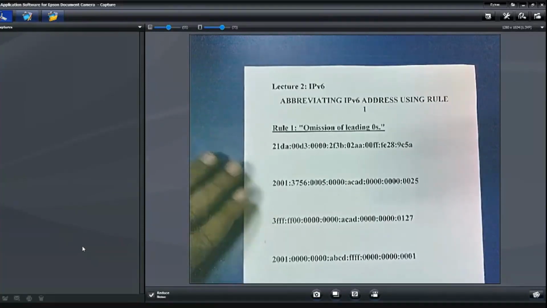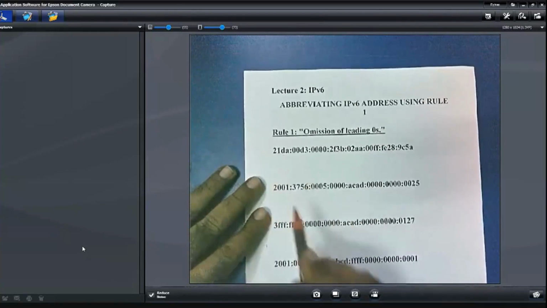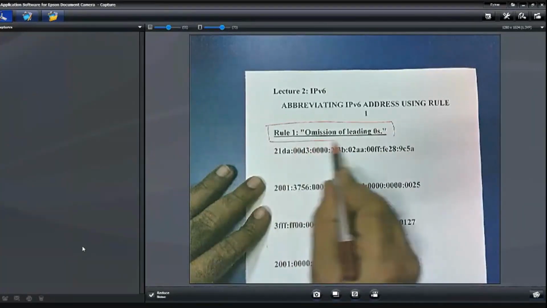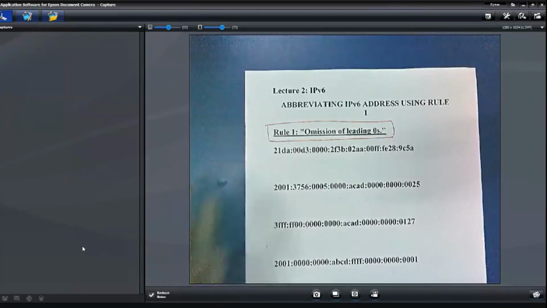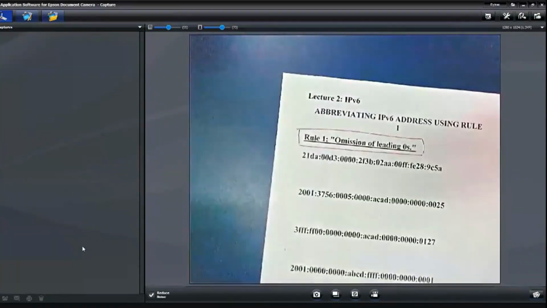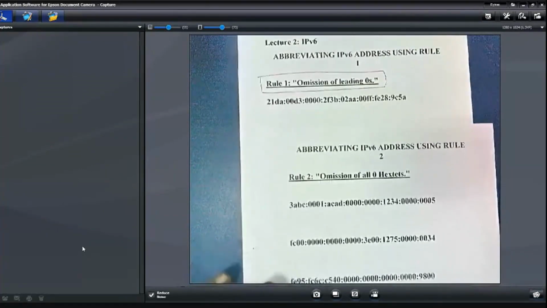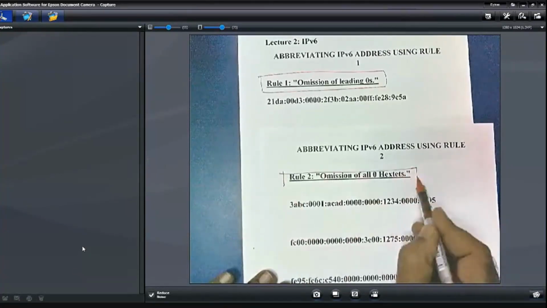You can go for the 2 rules. Please write the rules in the paper. Rule number 1. What is the first rule? The first rule says omission of leading zeros. Please write it. Leading zeros means the zeros which are available in the front. Then the second rule. What is the second rule? The second rule says omission of all 0 extras.